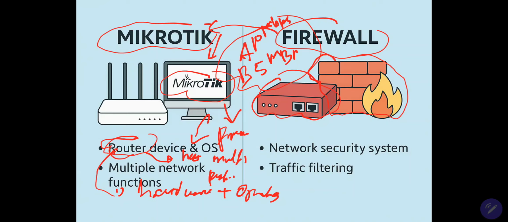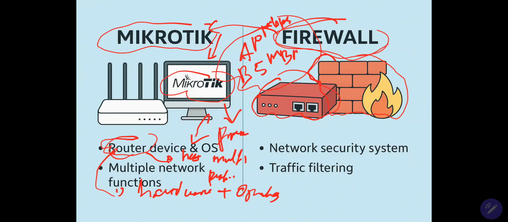Next, the function of Mikrotik for NAT, network address translation. And next, for DHCP server. Next, for hotspot, for VPN server, and also for firewall. Firewall is one feature of Mikrotik.